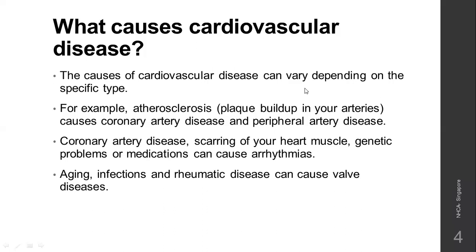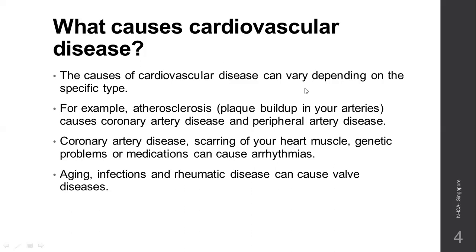So coronary artery disease, scarring of your heart muscle, genetic problems, and medications can also cause arrhythmias. How does scarring of the heart muscle happen? If you undergo any myocardial infarction, a heart attack, that could lead to scarring. Some genetic problems, like if you have undergone surgery for some genetic problems, could lead to scarring. Septal disease, cardiac septal disease, valvular disease by birth. Using certain medications like steroids can also cause cardiac arrhythmias, that is, irregular rhythm of your heart.